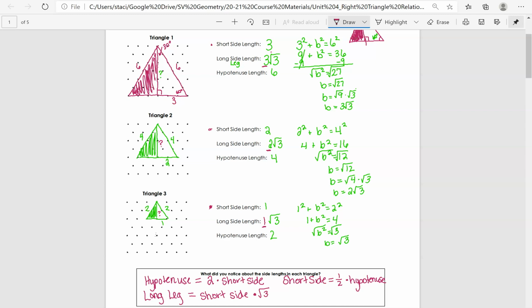So those are the patterns associated with 30, 60, 90 triangles. And in the next video, we're going to do some actual solving and applying this pattern that we see.